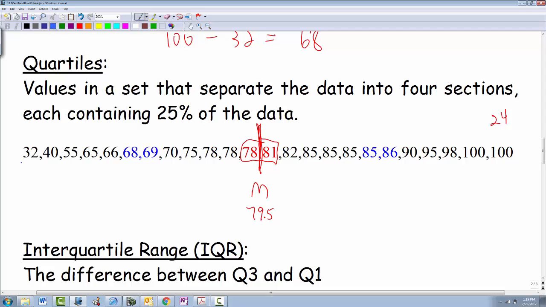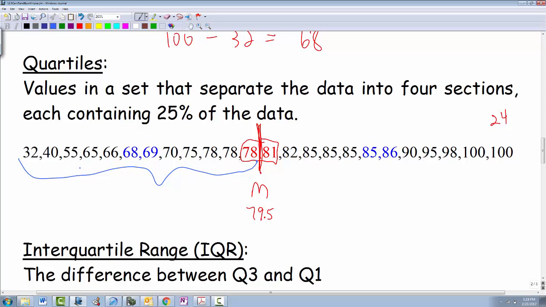But then why I have this line here is, to find Q1 when you have an even amount of data, you actually include, you don't cross out that 78. Whereas if there is just one number in the middle for the median, you don't include that for finding Q1 and Q3.